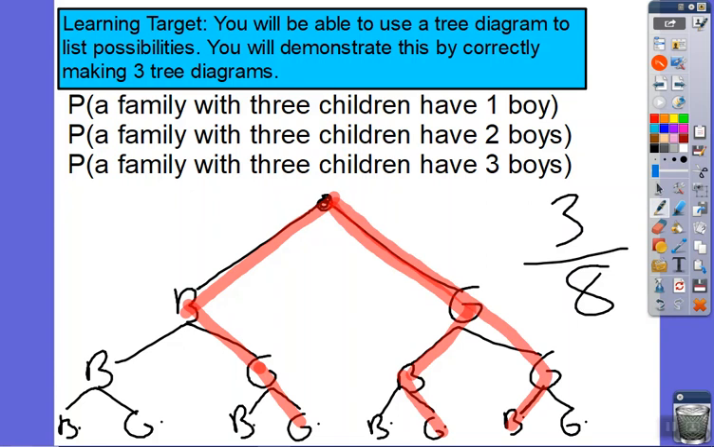So there are three ways I could have one boy in this family. I don't know if it's the first child, if it is the second child, or if it is the third child. So there are three different ways that you could have one boy out of these. Okay, our next one is asking, what is the probability that a family with three children will have two boys? So I'm going to follow all the paths that have two boys.